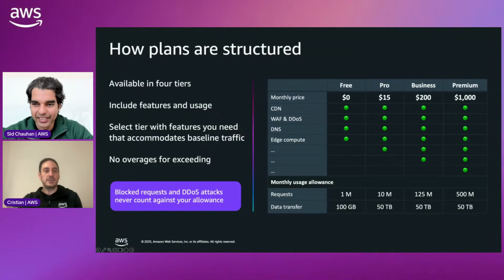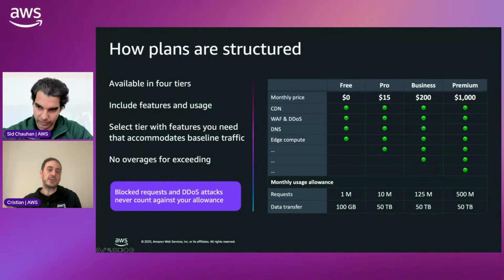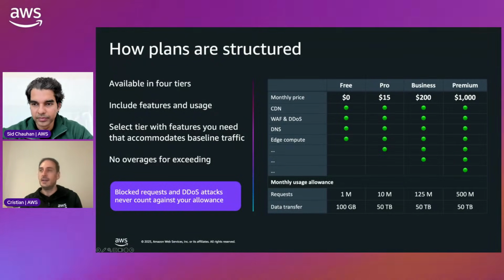I do want to mention on the usage allowance, these number of requests and data transfer: any blocked request by WAF, so anything that's basically blocked by your security config, DDoS attacks, none of those are ever going to count against your usage allowance. So if you get a large attack or you've blocked traffic from a particular country and you get billions of requests from that country, none of that will ever count against your usage allowance. So the usage allowance is really intended to be legitimate, wanted requests that your application has, and you get to define what those are based on the security rules.